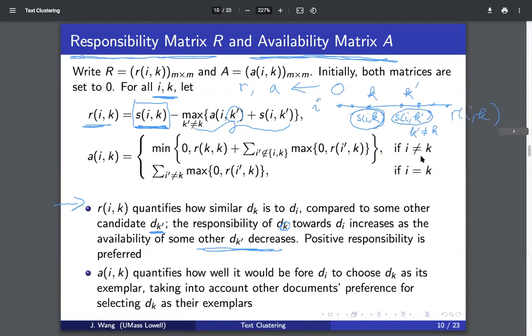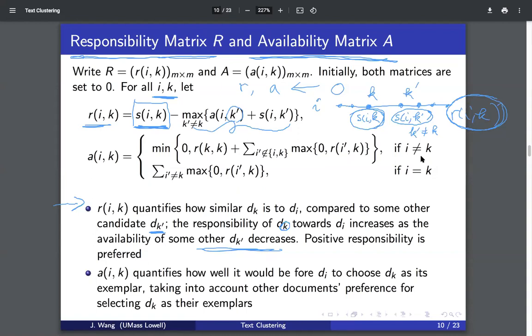Okay, so hopefully you are beginning to get some idea of what we are doing. Suppose in the similarity matrix I have this, and I want to update the responsibility for each of these K. What I'm going to do is look at all the other K prime, take the maximum values over the other K prime, and subtract that off this S_IK, so that eventually I hope this one will become positive.